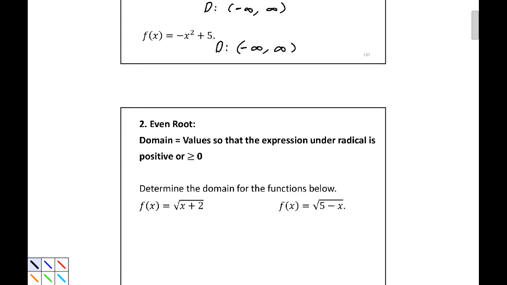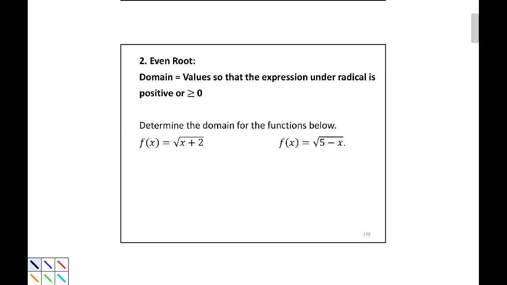The second function type we see is an even root. And an even root has a domain that's equal to values so that the expression under the radical is positive or greater than or equal to 0. So our first function is f of x equals the square root of x plus 2. And this is an even root because it is a square root. Now we will take the radical, x plus 2. And we want to set x plus 2 greater than or equal to 0.